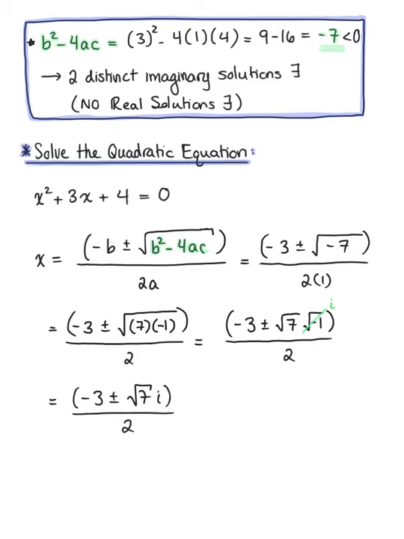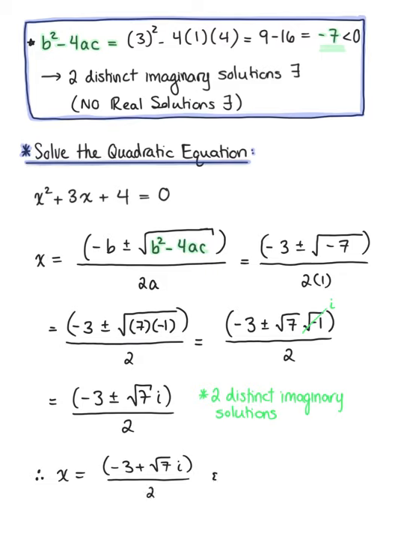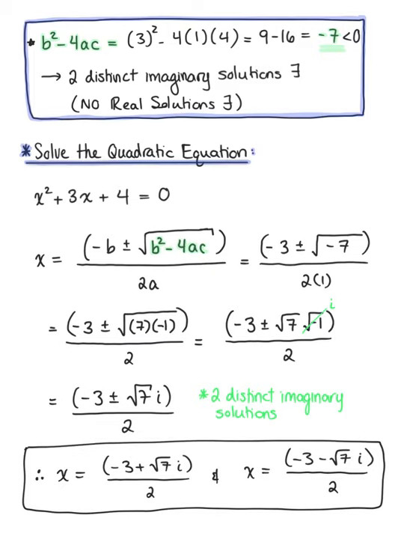And that's all divided by 2. So we can see here we have two distinct imaginary solutions. We can rewrite this as x is equal to minus 3 plus the square root of 7 times i divided by 2. And we also have that x is equal to minus 3 minus the square root of 7 times i divided by 2. So these are the two distinct imaginary solutions.